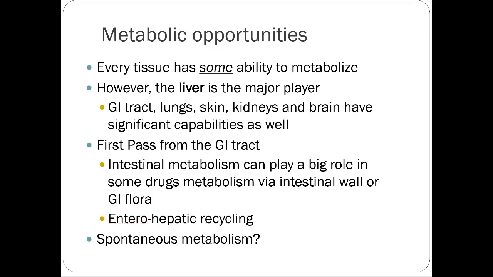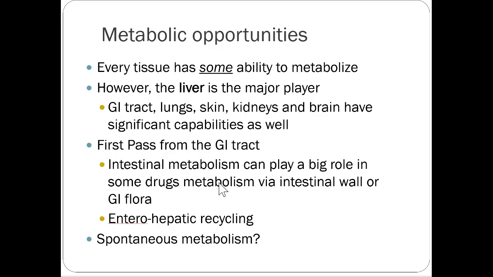I talked about how basically every tissue has some ability to metabolize, but the liver is the 90% player here, but there's lots of other things that have capacity to do some minor metabolic work, but it just depends on what the drug is as well. I talked about first pass. What I didn't talk about yet was intestinal metabolism. So again, I mentioned somewhat about the drugs getting metabolized via the GI wall, but overall, the majority of things is going to happen once it gets to the liver.